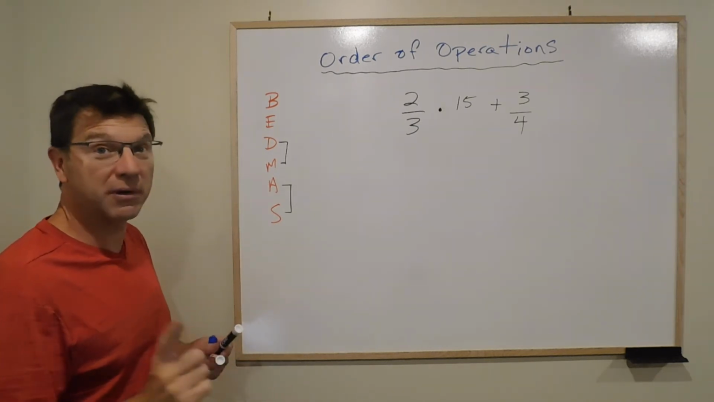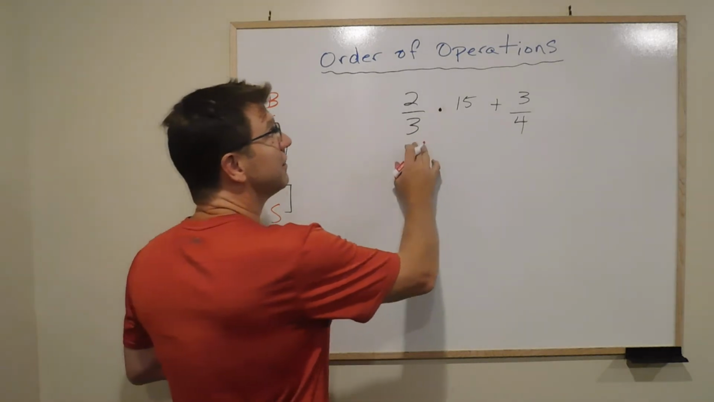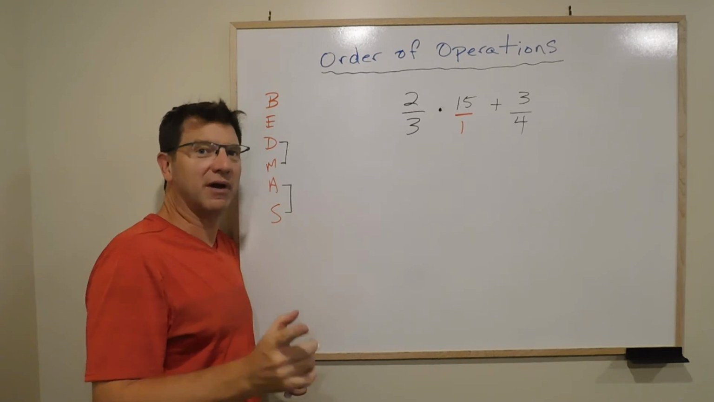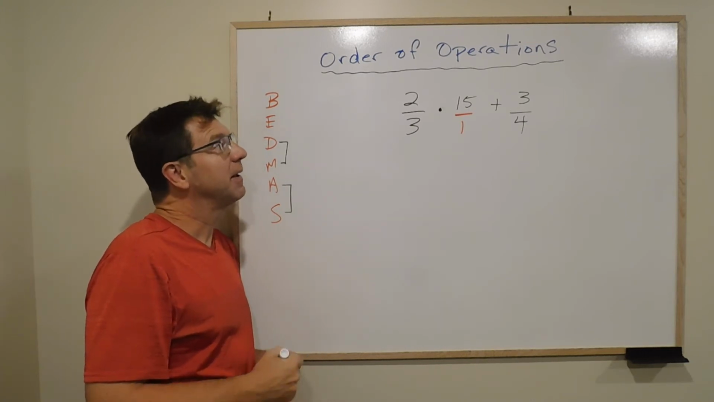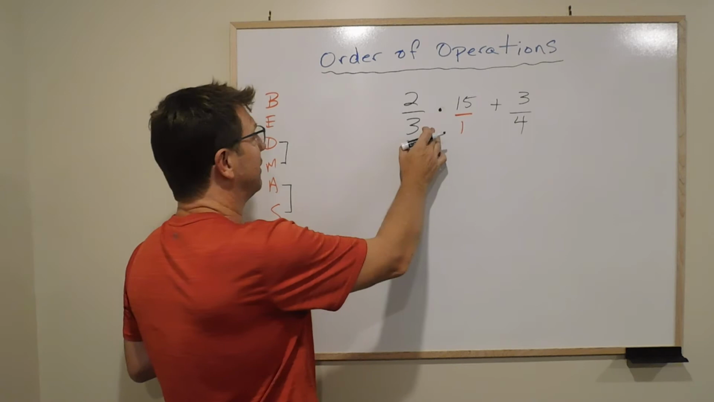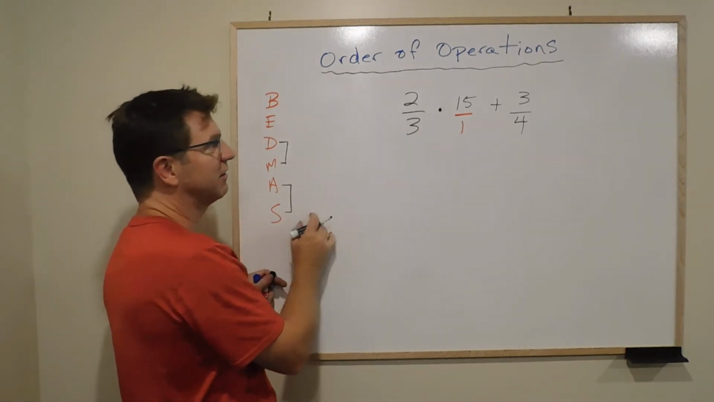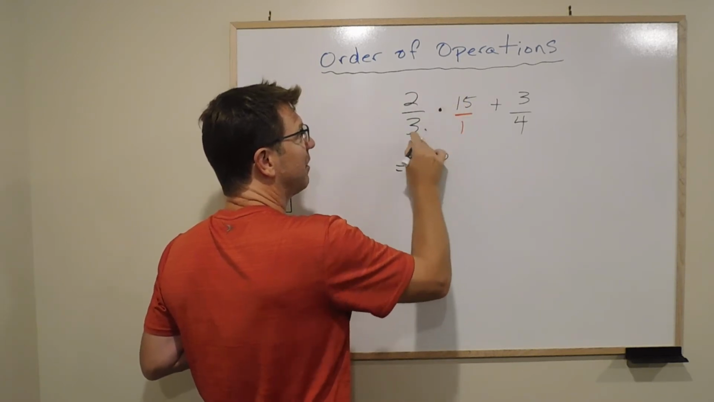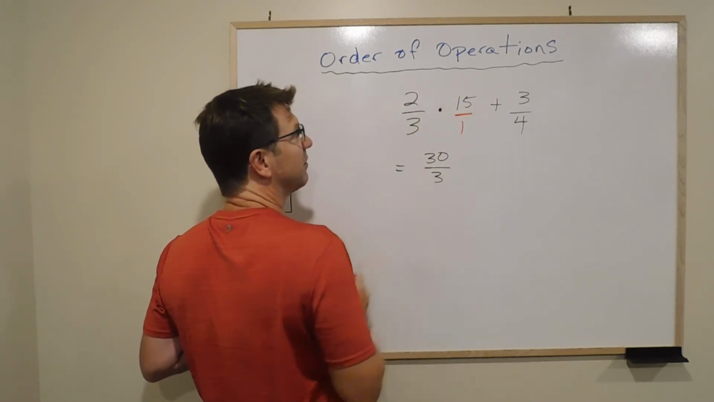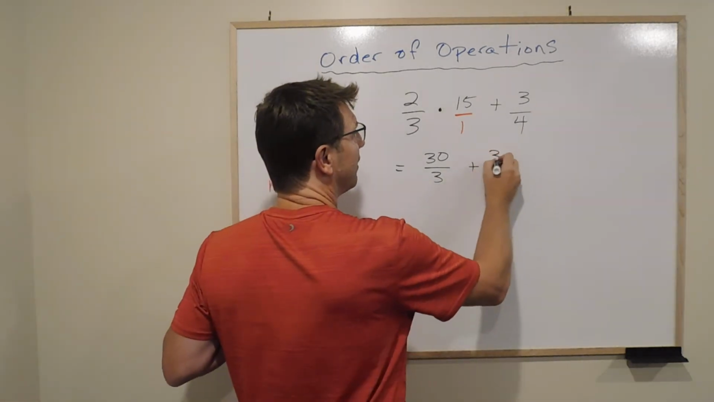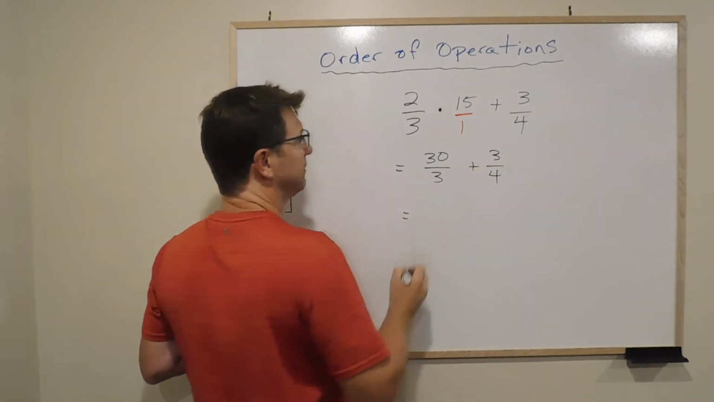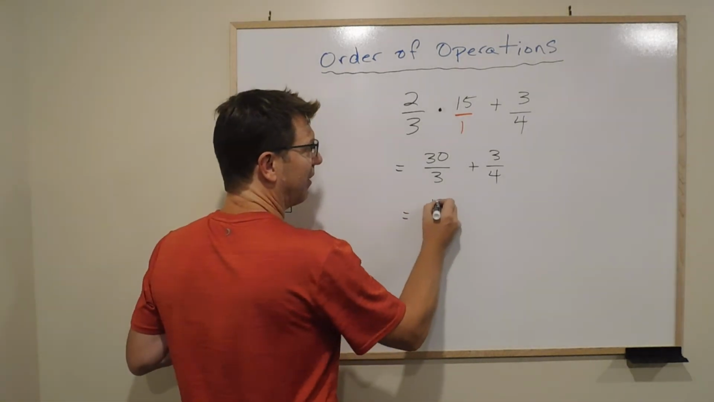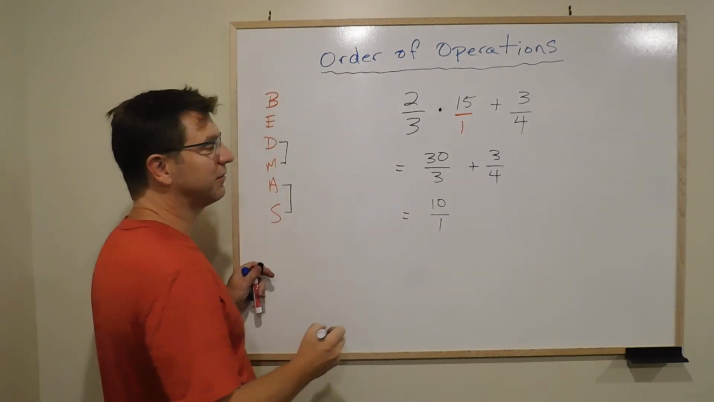Now, a couple things to remember. One, 15, we probably need to turn that into a fraction and make it 15 over 1 so that we can do the multiplication. Now, in this case, multiplication comes before addition. So we're going to multiply. 2 times 15 is 30. 3 times 1 is 3. So 30 over 3 plus 3 over 4. Okay. And that's going to equal, well, 30 over 3. That happens to be 10 over 1. So that's really nice to reduce.